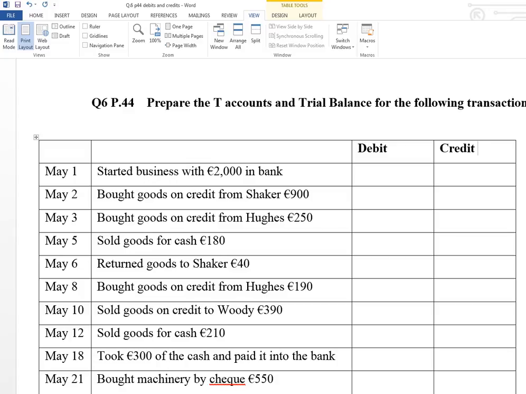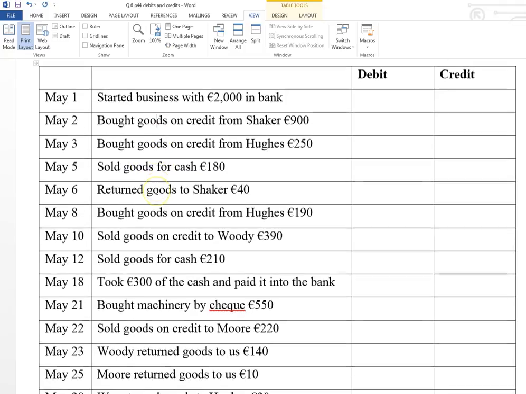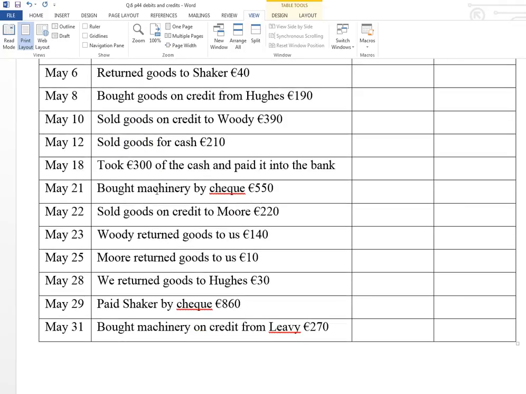Hi, this screencast is to bring you through how to do T accounts, debits and credits in T accounts, balance off the T accounts, and prepare a trial balance. So we're looking at question 6 on page 44 of the manual, where you're asked to prepare the T accounts and the trial balance for a number of transactions. So here are all the transactions.